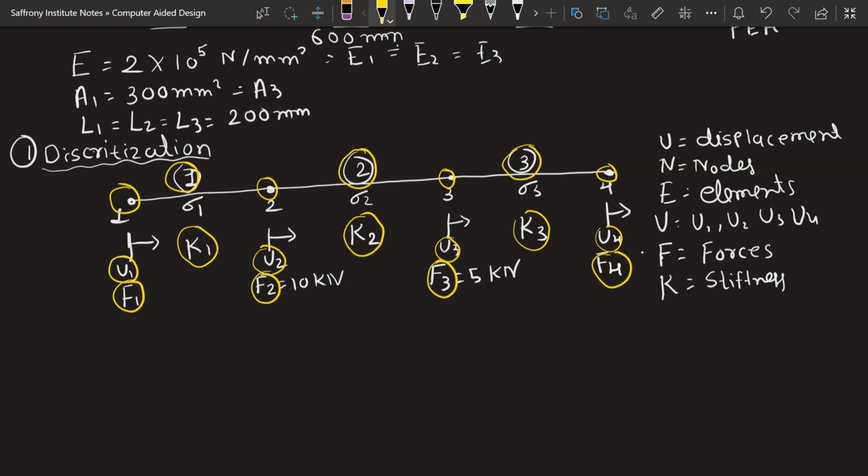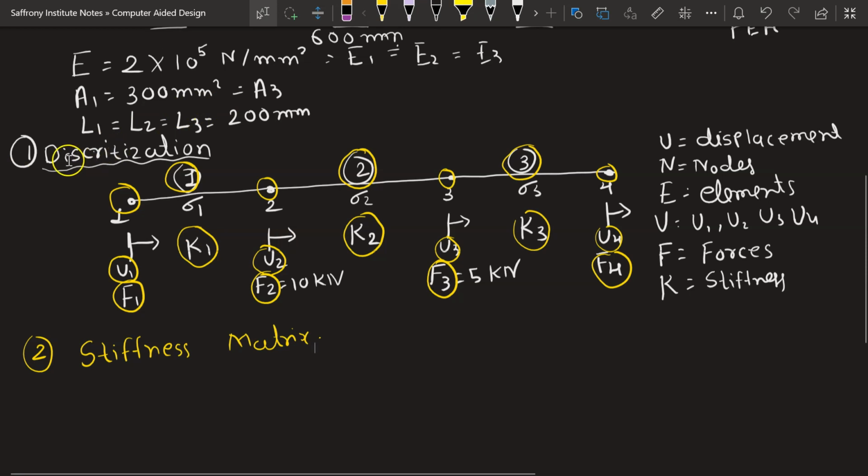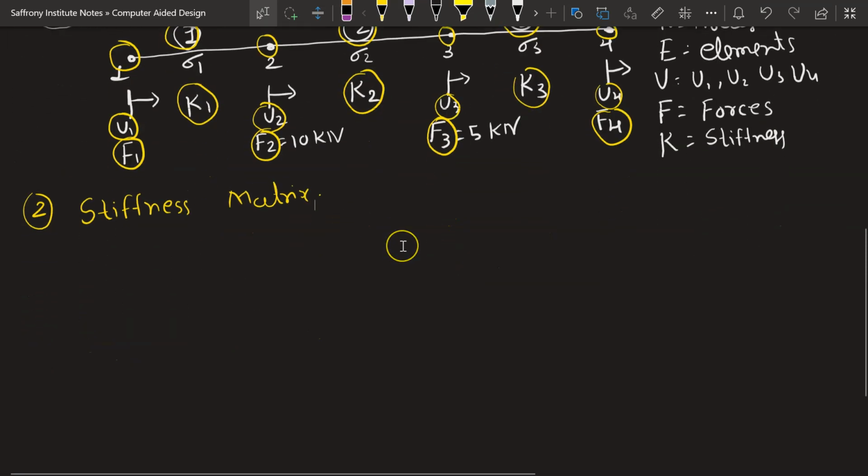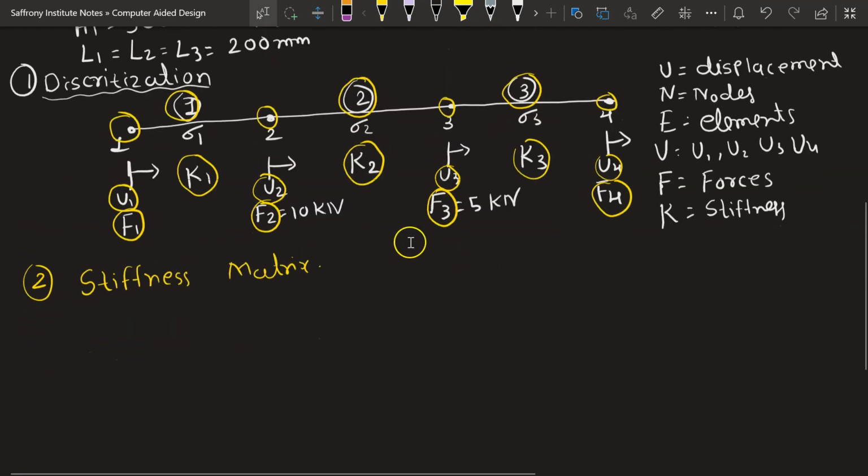So let us give a heading here. Second number, stiffness matrix. Simple. You just need to remember that first you discretize, second you go for the stiffness matrix. Now the stiffness matrix is that per element you find out how much k will be for that particular element. For K3, how much stiffness will be there.